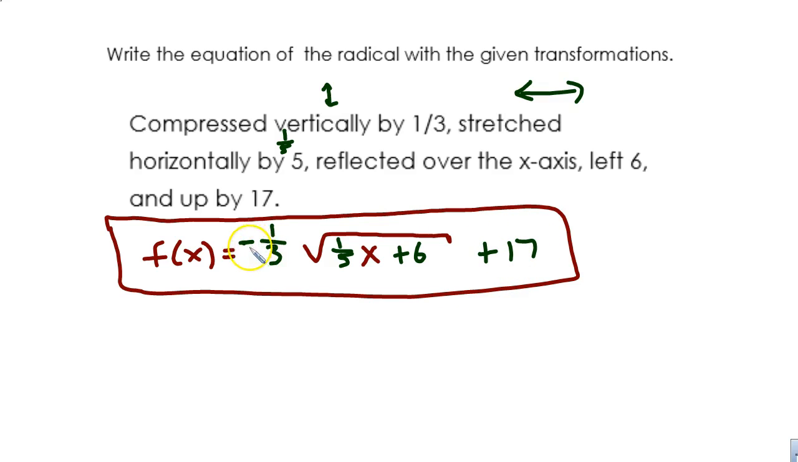Now for the negatives, I use x for reflections over the x-axis, or y for reflections over the y-axis, to remember where those go. Once you get it pretty good, these questions are very simple. You always get them right.